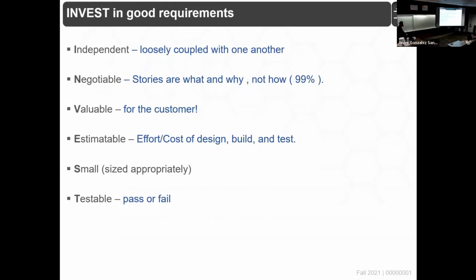I don't know if you have listened to this idea before. Invest in your requirements. INVEST is the acronym for those ideas, for those words. Anything that the customer wants, it's just an idea.